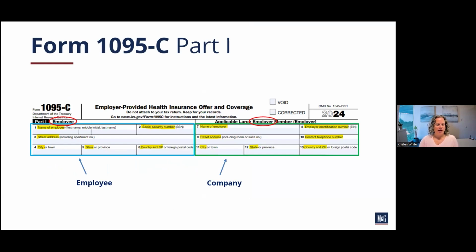Okay, so here we have the same type of data. The left, they're asking the employee information, the right, the company. All of this should automatically be populated in your system already, but you want to double check these.